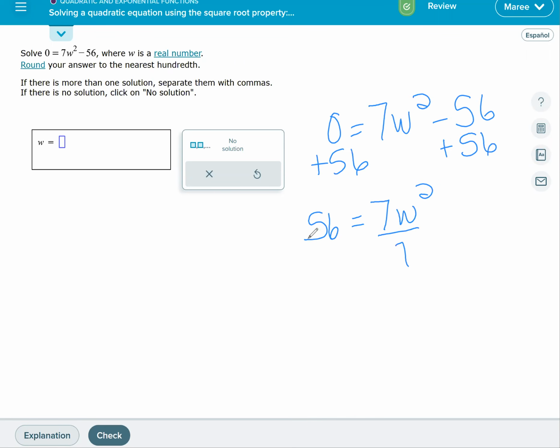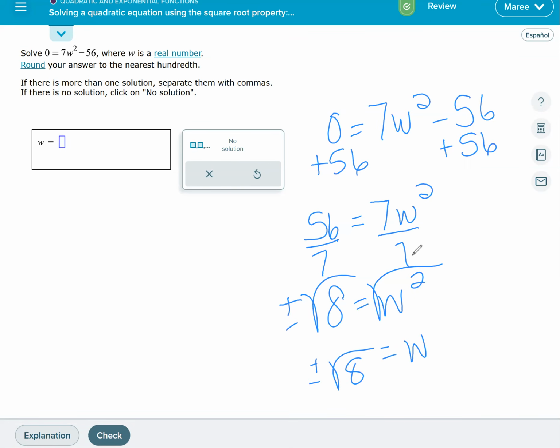So we need to divide both of those by 7. And we get 8 is equal to w squared. So we need to take the square root of both sides. So w is equal to the positive and negative square root of 8. And because they want decimal answers, we'll plug it into our calculator. Round to the nearest hundredth is 2.83.